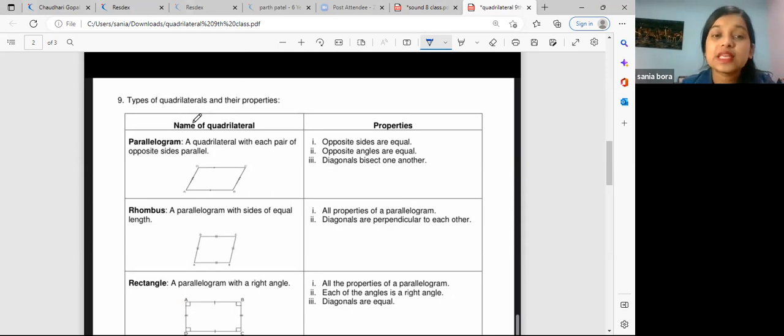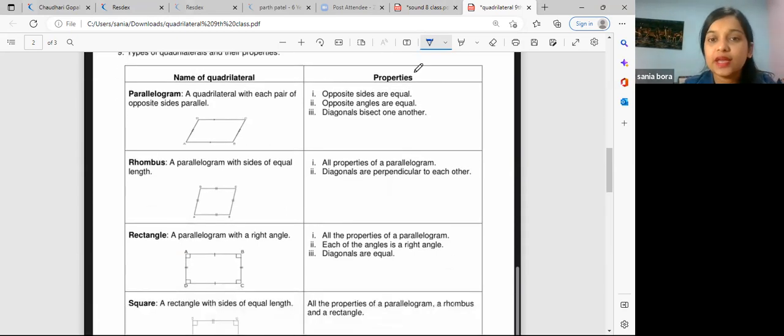First of all, the name of the quadrilateral, and here the properties. The first quadrilateral is the parallelogram. What is a parallelogram? As the name suggests, it is parallel and gram. A quadrilateral with each pair of opposite sides parallel is known as a parallelogram. The properties are: opposite sides are equal, and opposite angles are equal. That means this angle will be equal to this angle, and this angle will be equal to this angle.